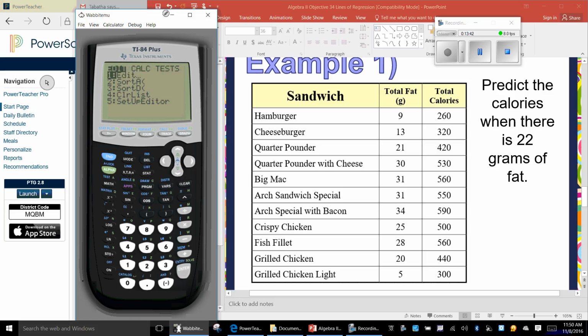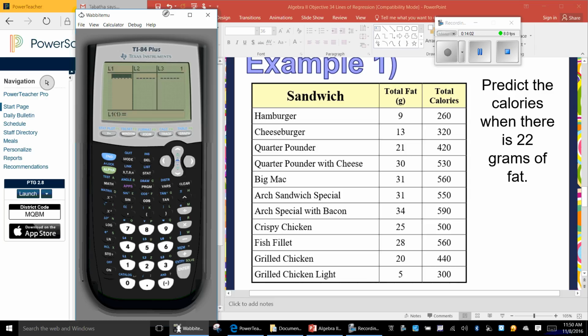What I'm going to do is go to my stat. So we're going to press the stat button first, right here in the center. And I'm going to press edit, so I'm going to press enter. And if you've got things in your list, to clear your list out, I'm going to arrow up to L2 and hit clear and then enter. And then I'm going to do the same for list 1, hit clear and enter.